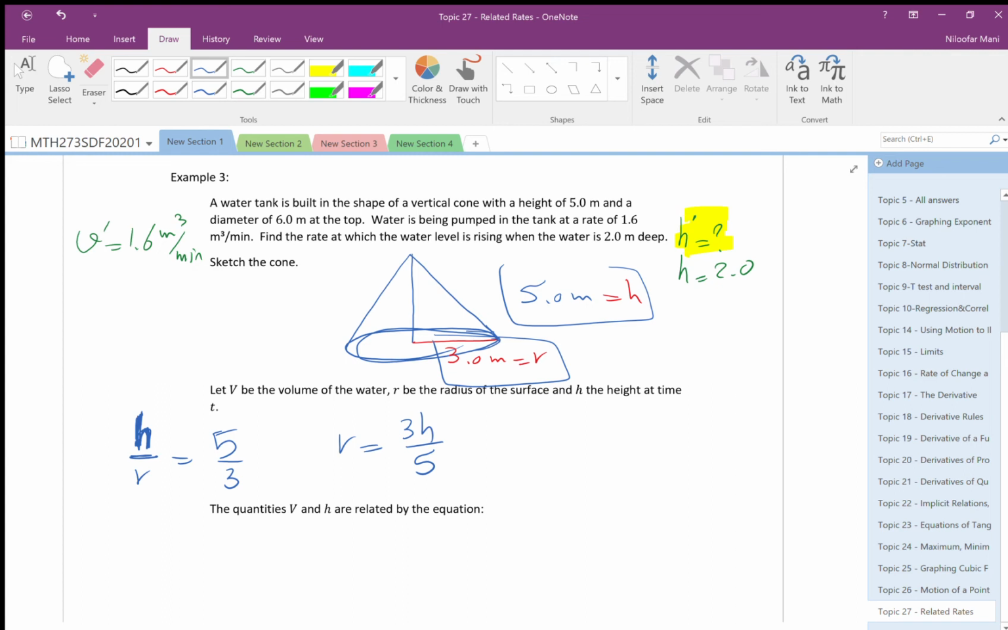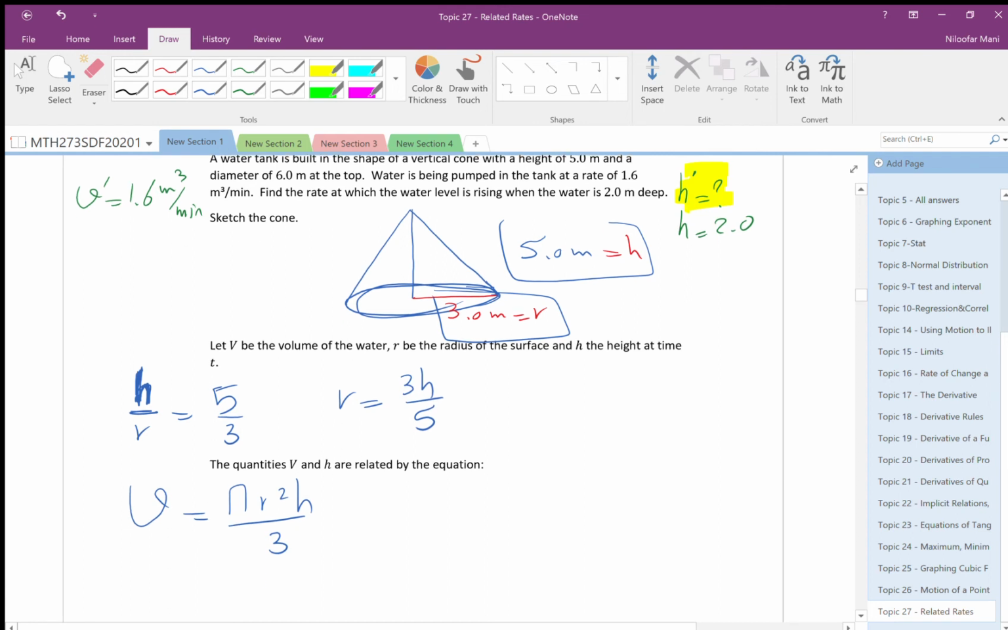Right now I need to know what is the formula. Volume of the cone. I need to know that. Volume of the cone is like a cylinder divided by 3. So for cylinder I have this, and then yes. So it is pi r squared h divided by 3. This is the volume of the cone.